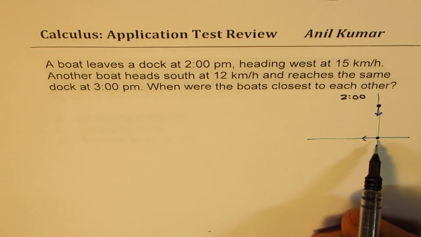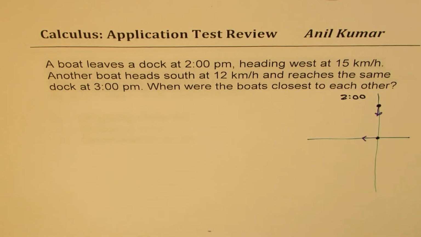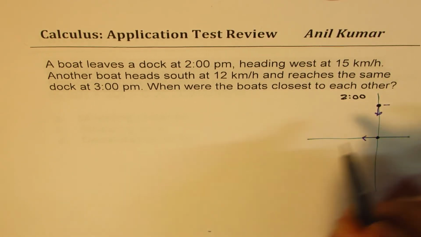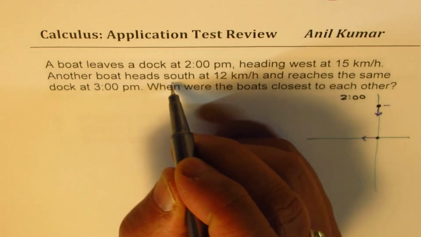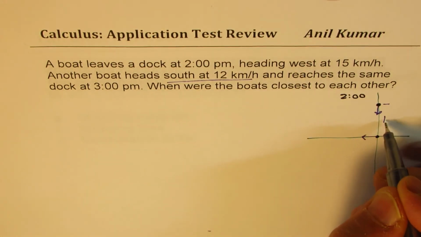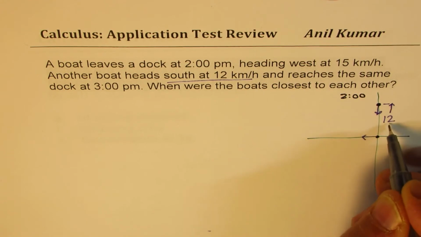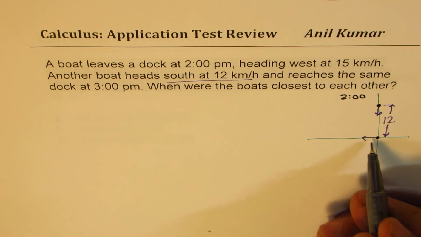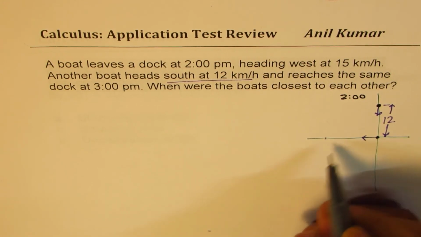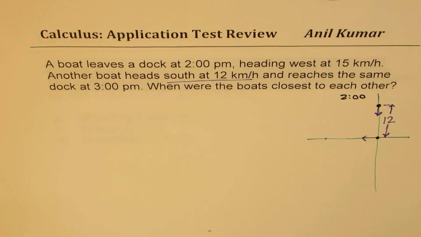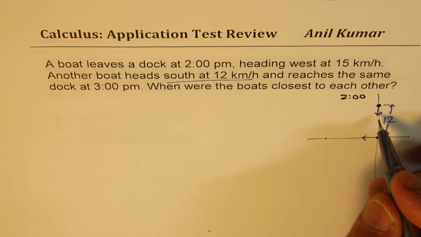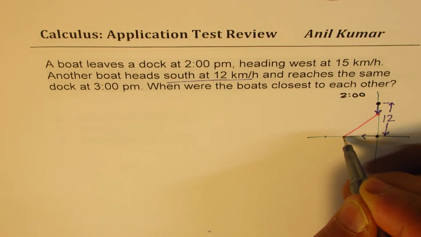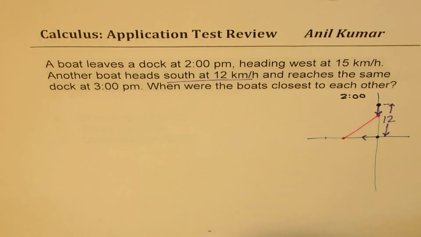Now at 3, the boat reaches the dock. That means the distance here should be how much? In 1 hour, the boat traveling south at 12 kilometers per hour, so this distance has to be 12. So this distance total is 12. So in 1 hour, this boat must have gone 15 away, correct? But anyway, in between what happens? Somewhere in between, the two boats could be closest. So let's say they are closest at this situation, at time t.